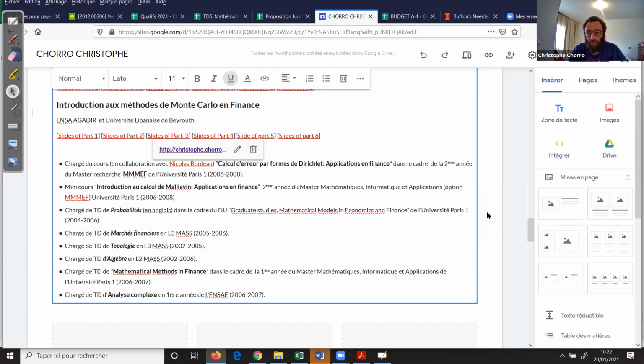Next session, I will focus on the Black-Scholes model in order to show you that I have some problems in this situation, problems that I will be able to solve using Malliavin calculus.